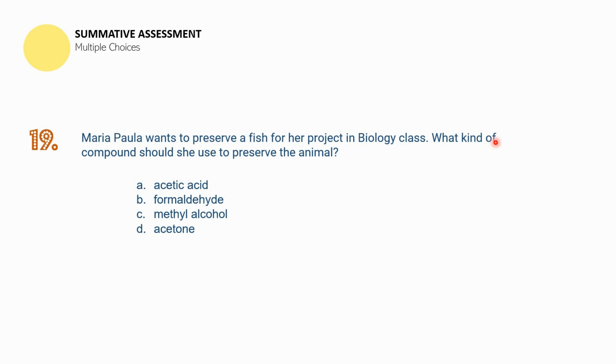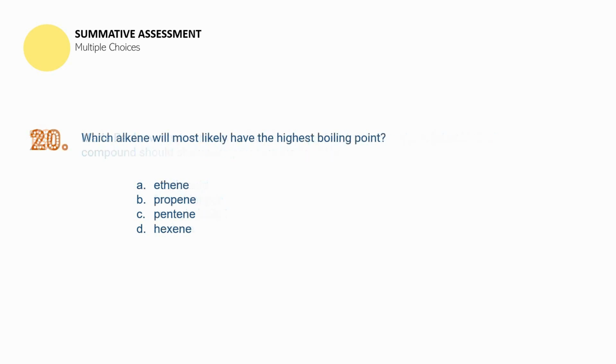This is the last question and I'm quite sure of that. Which alkene will most likely have the highest boiling point? A. Ethene, B. Propene, C. Pentene, and D. Hexene. Pause this video if you need more time. If you have decided to continue, let us now proceed with answering these questions.